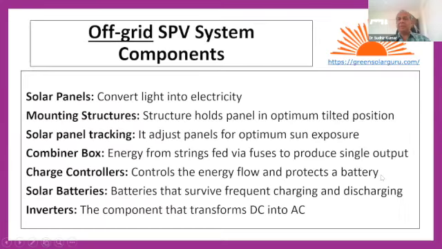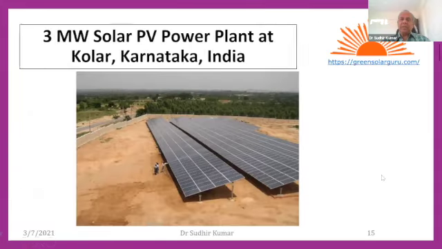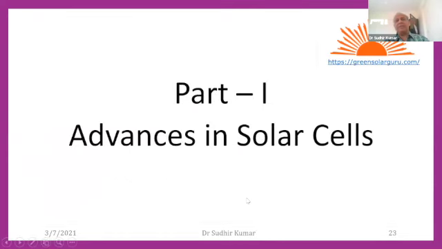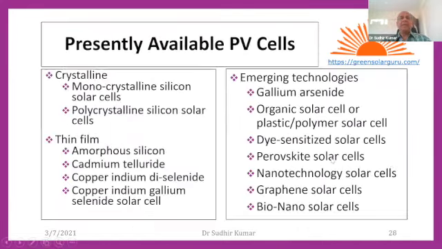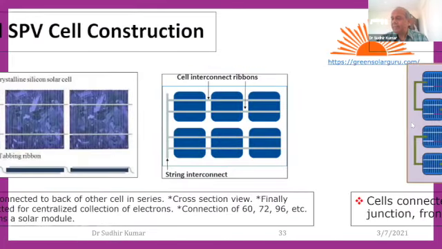Last time we had discussed the first part. The first part was advances in solar cells. And what we had seen last time was that these many types of cells are there: crystalline, thin film, and emerging technologies. There are so many types of solar cells available, and we had discussed everything. And then we had a detailed discussion on that.